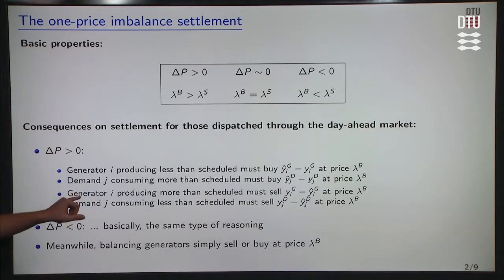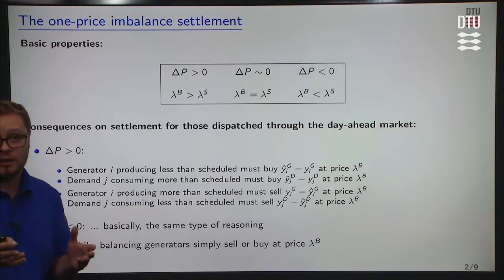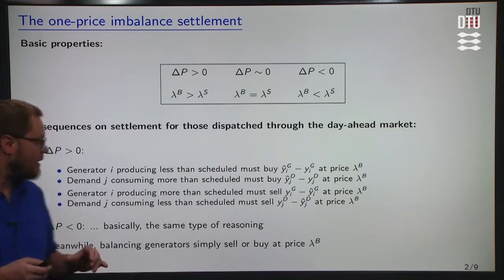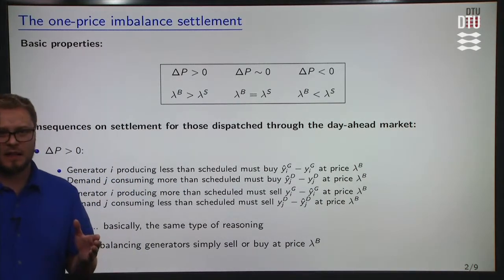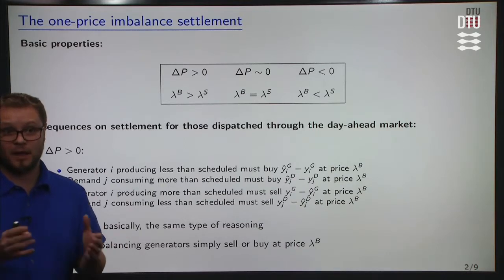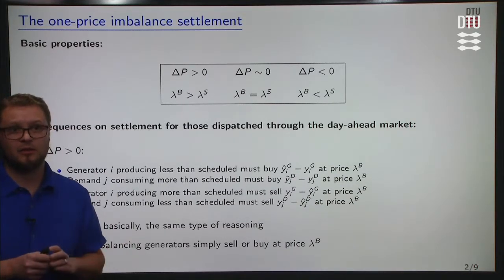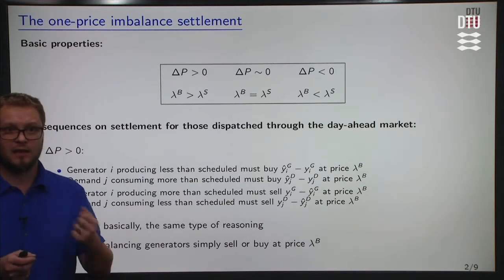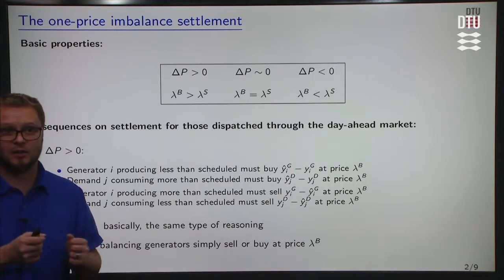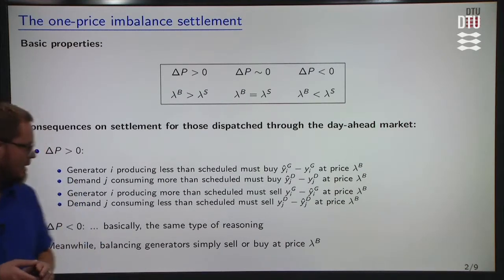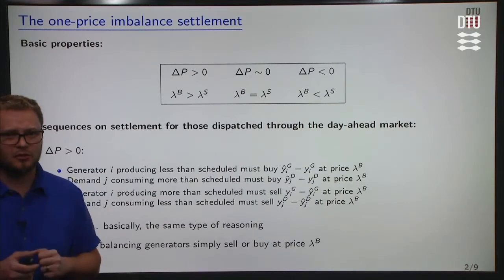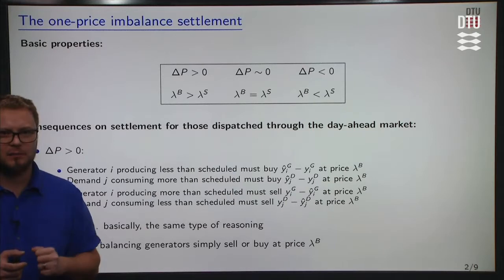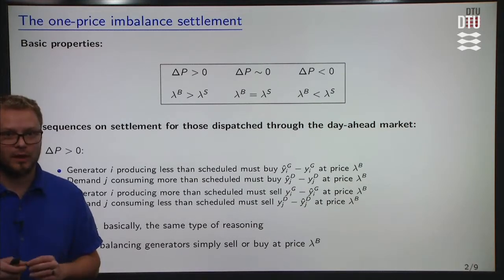For those on the other side, the generators that are producing more than scheduled and are actually helping the system, not on purpose, they will have to sell this extra energy at the price lambda B. By selling this extra energy at the price lambda B, somehow they're going to have a benefit, because they received the price lambda S from the day-ahead market, and now they are selling it back at the price lambda B, which is higher than lambda S. So we expect an extra revenue. Similarly, those on the demand side that are consuming less than scheduled have actually bought some energy at a price lambda S, and now they're going to sell it back at a price lambda B, which is higher than lambda S. So in that case, they're also going to have a revenue on the way.